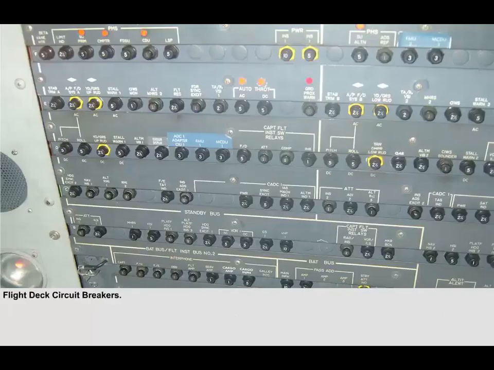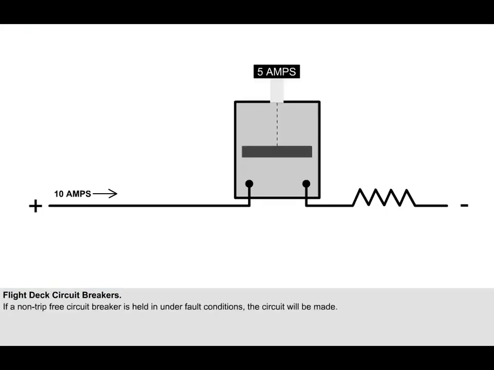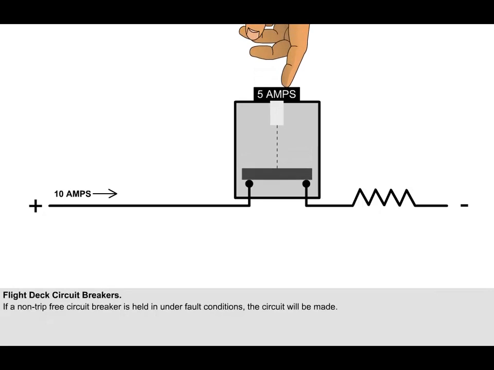The flight deck of a modern aircraft will have a circuit breaker panel or panels, where numerous small single-button circuit breakers will be located. These circuit breakers fall into two groups, known as trip-free and non-trip-free circuit breakers. If a non-trip-free circuit breaker is held in by the pilot under fault conditions, the circuit will be made. This is clearly dangerous.